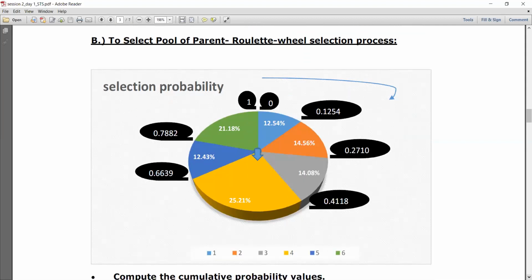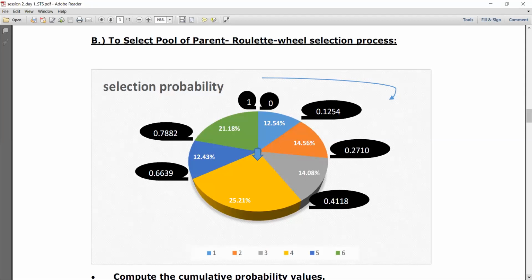See here, light blue color is the first chromosome, and the magenta color denotes the second chromosome. Green, the last one, shows the 6th chromosome, means the 6th solution. Likewise, we have given a segment, a share, for each and every solution in that Roulette wheel. Now, how are you going to give the share? The first chromosome, which has got 12.54%, occupies between 0 and 0.1254. The next segment starts from 0.1254 for the second chromosome and it ends at 0.2710.